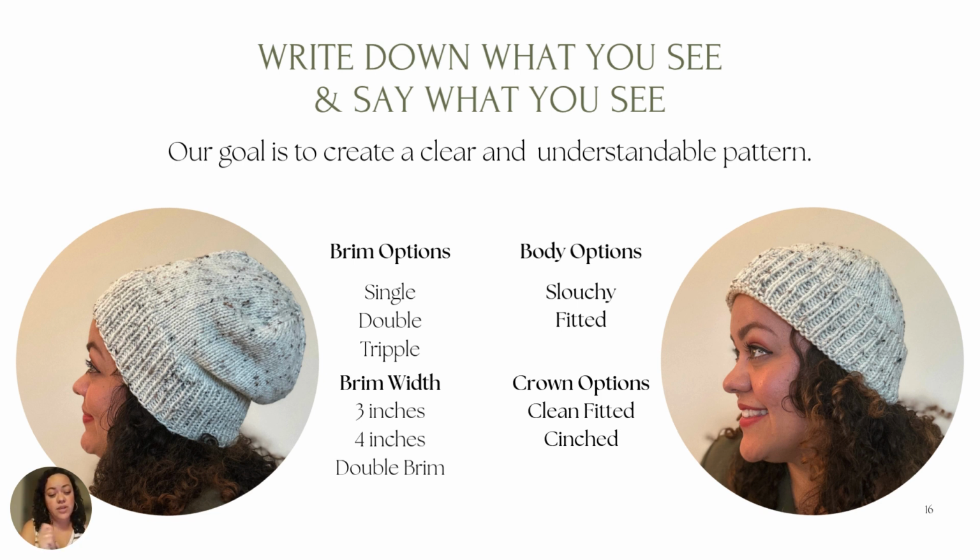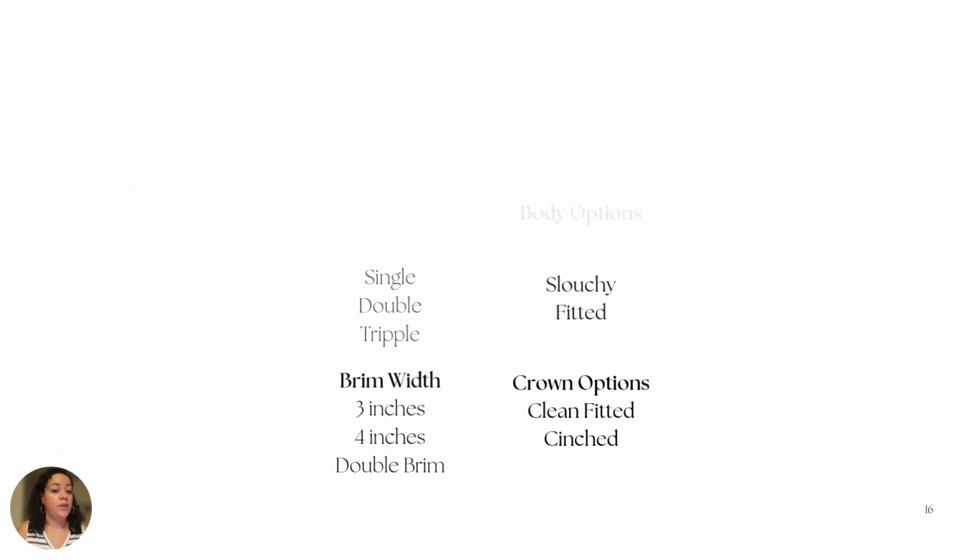that particular slouchy option there. You can choose to do fitted. You could do it cinched. You can do your crown as a clean fitted, like the example on the right. What does it look like? Write down what you see and say what you see.